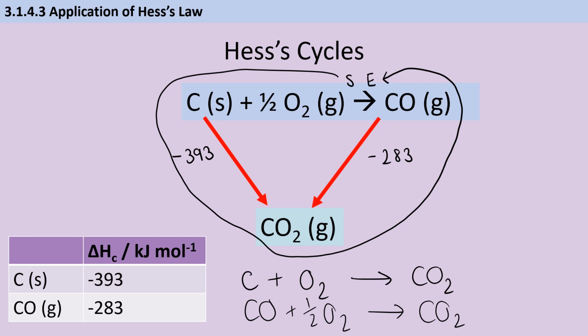This is going to help me to see, am I going the right way up arrows or the wrong way up arrows? So I'm going the right way down the -393 arrow, so I keep that number as it is, but I'm going the wrong way up the -283 arrow, so therefore I need to flip the sign or just add another minus number, and then I can work out that the overall enthalpy change is -110 kilojoules per mole.